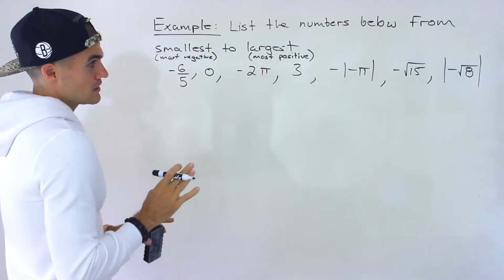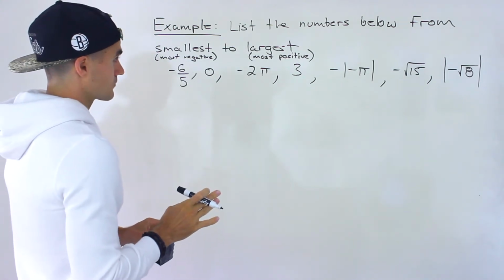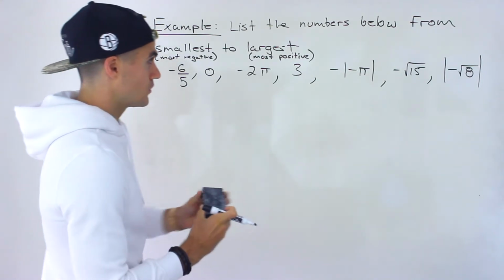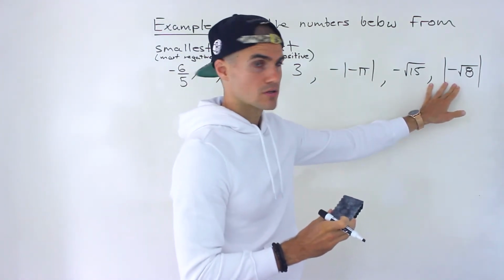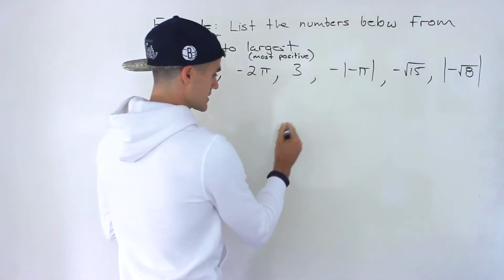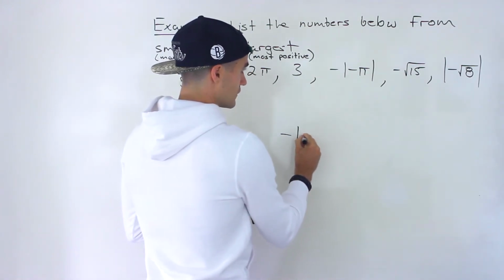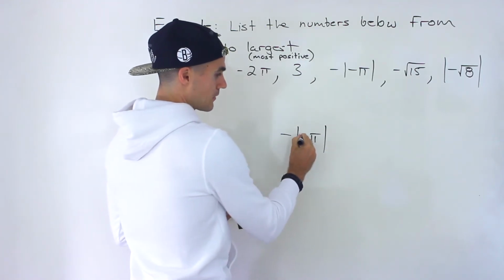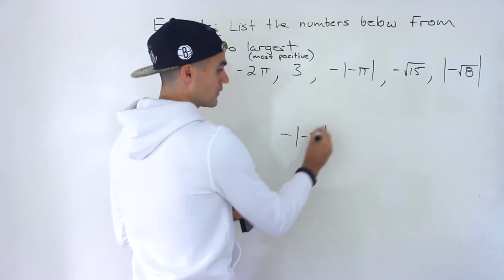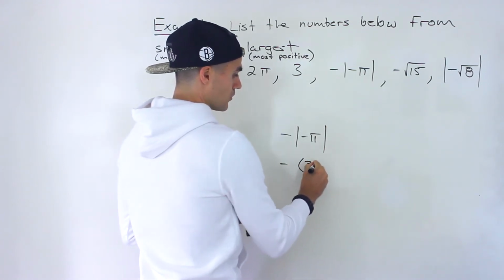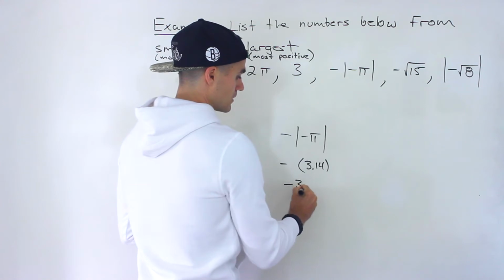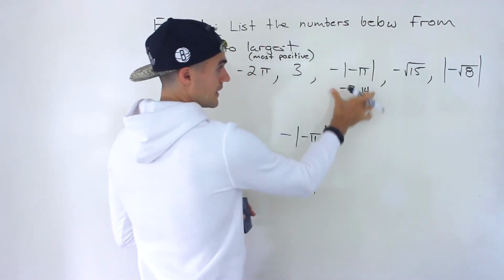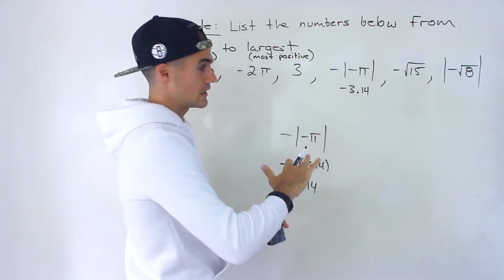Now notice how all of these are in different formats. And so sometimes what you're going to have to do is simplify these. Notice that these absolute values, you can simplify. So this negative absolute value of negative pi, now we know pi is approximately 3.14. Now negative 3.14, the absolute value of that is going to be positive 3.14, and then we have this negative here, so this would be negative 3.14, right? Or this simplifies to negative pi.